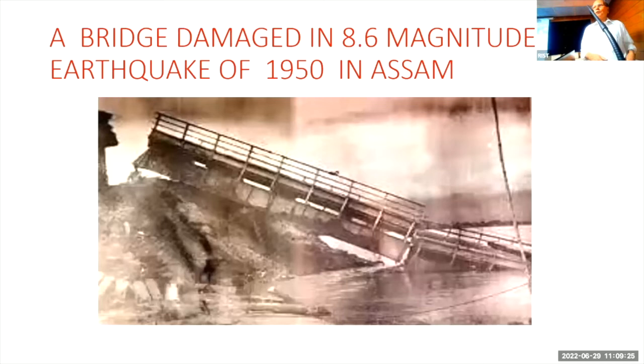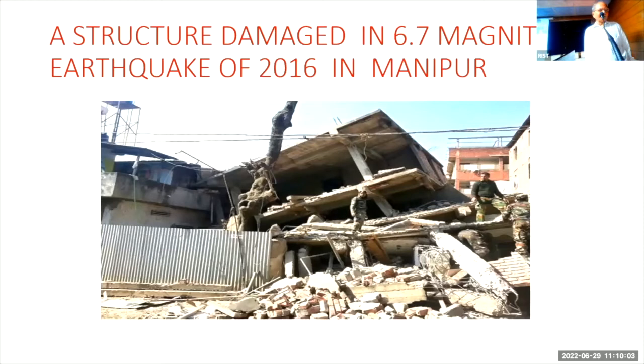These are the representative photographs of the structures damaged in some of the past earthquakes. The first one, as you see there, is a bridge which was damaged in the 8.6 magnitude earthquake of 1950. I will not discuss the reasons for which this bridge has got damaged. I am just showing it as representative damage to structures. Next one, as you see, is the 6.7 magnitude earthquake of 2016, which caused damages in Manipur. There are thousands of pictures. I picked up this one just to show you the extent of damages which can be caused by an earthquake of even 6.7 magnitude.